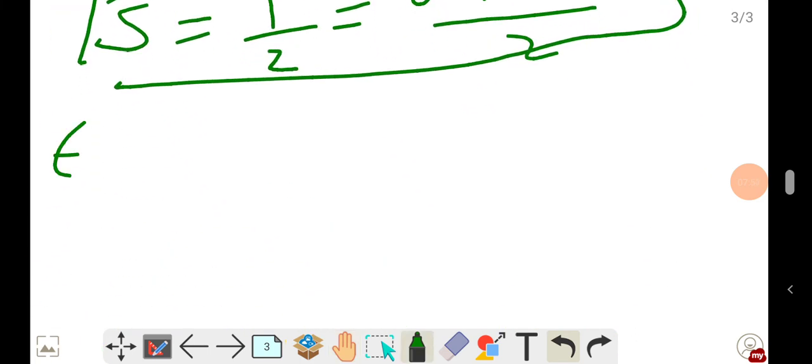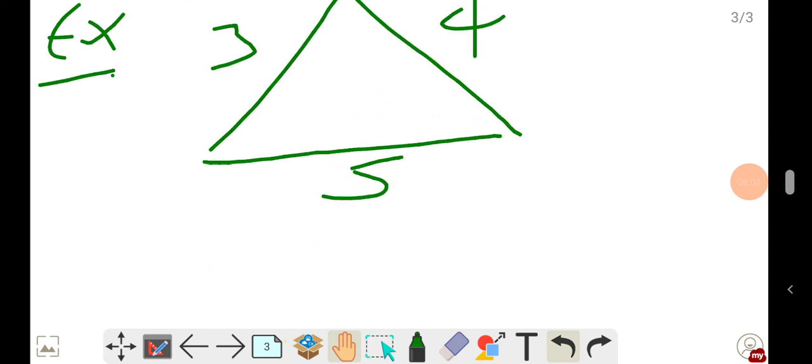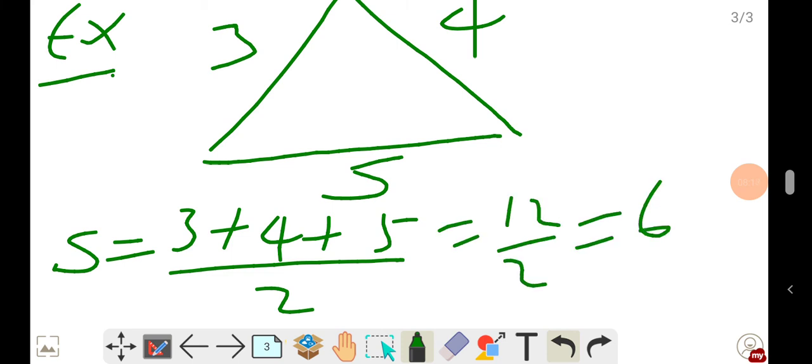For example, if we have a triangle with three sides 3, 4, 5, I simply took random numbers. The first thing we have to find is S. S means 3 plus 4 plus 5, then divide by 2. 3 plus 4 is 7, plus 5 is 12. 12 over 2 is 6.